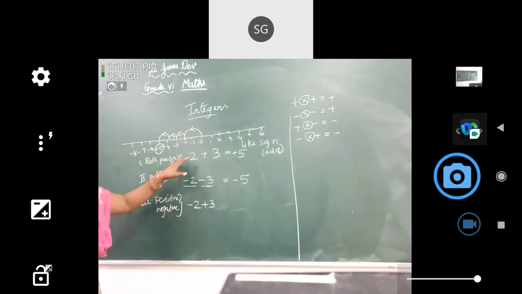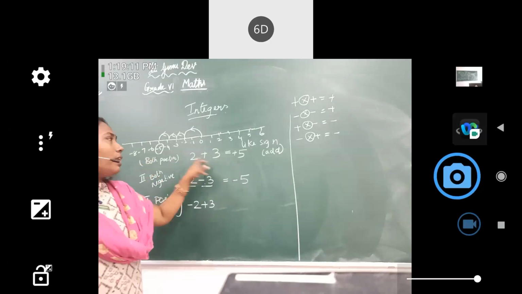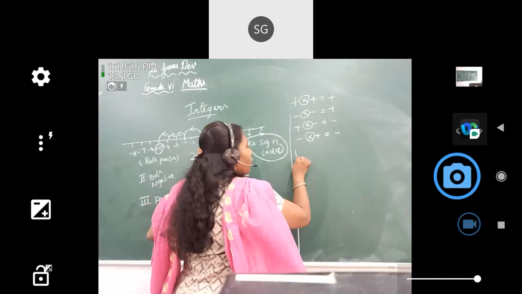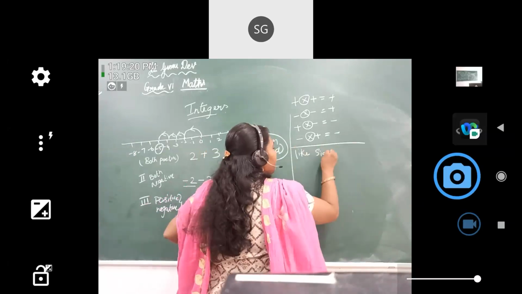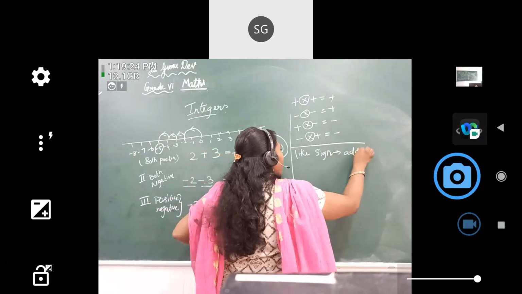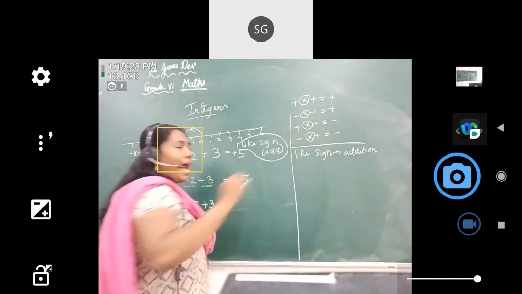Just adding of two integers. First case is when both numbers have like signs. This is the main thing that you have to remember in addition. You can write it at the back side. Like sign, add. Like sign means same sign. When it is same sign, you will add.